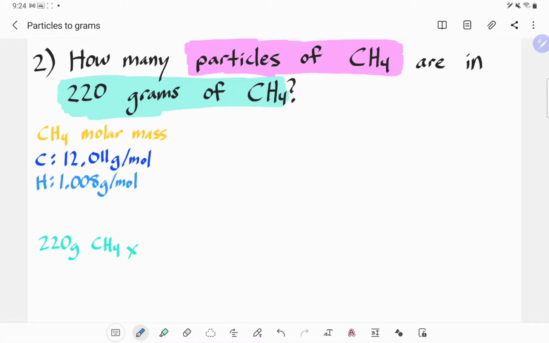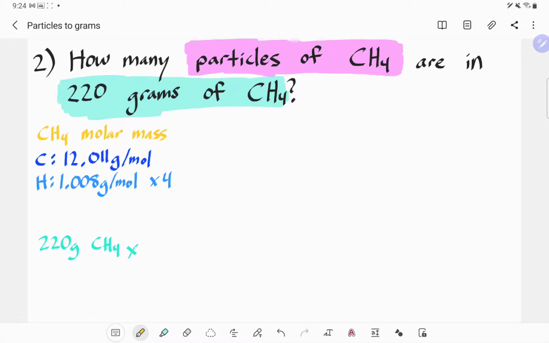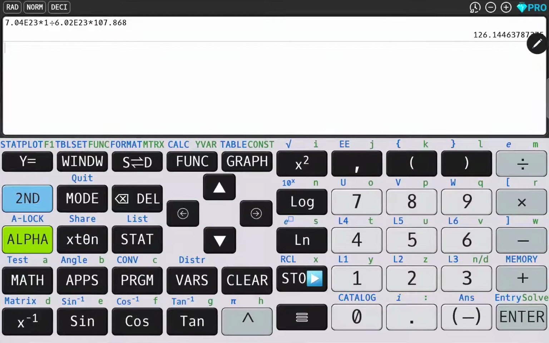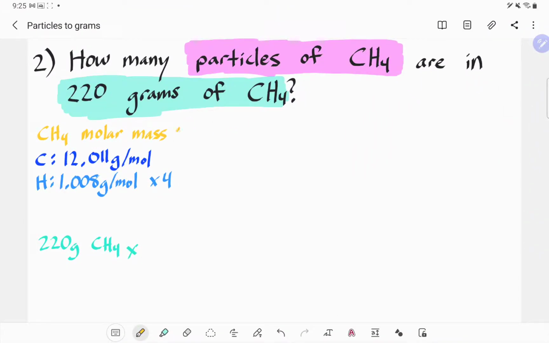Then I'm going to combine those together and find the molar mass of CH4. Specifically, we have 1 carbon and 4 hydrogens. So we're going to get a molar mass of 12.011 plus 1.008 times 4, and we get 16.043. So CH4's molar mass is 16.043 grams per mole.